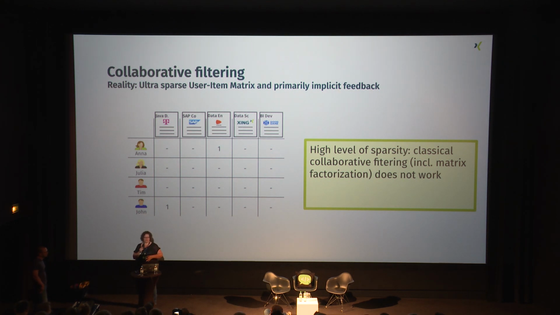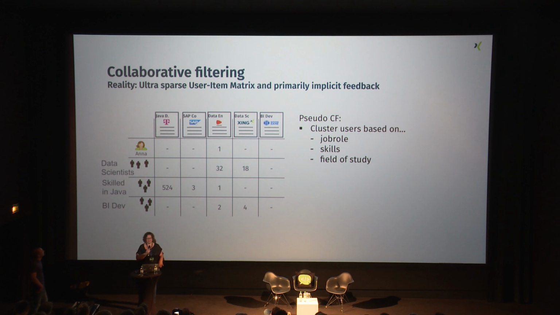We do not have so many interactions that we can really do a good collaborative filtering or matrix factorization approach here. So what we do is that we cluster our users. We aggregate the data to make the matrix more dense, and we aggregate the users based on what we know about them. So we aggregate the data scientists, the people skilled in Java, the BI developers, and so on. And then we know what the data scientists like, and we know what the people that are skilled in Java like, and maybe they are alike as well. And then if we know that Anna is a data scientist, we know what we can recommend to her.